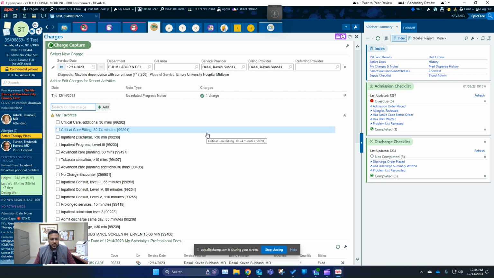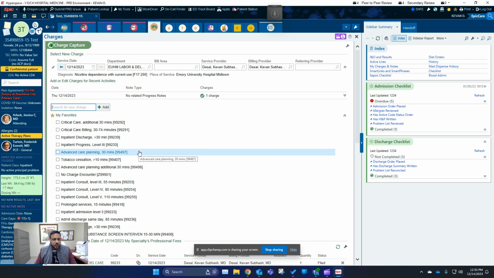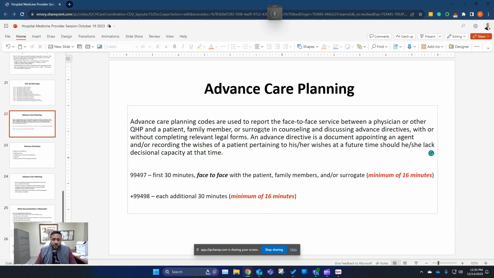Okay, so this one is advanced care planning. The two codes we're going to be using here are 99497, which is advanced care planning the first 30 minutes, and then 99498, which is advanced care planning additional 30 minutes. So essentially, advanced care planning codes are used to report face-to-face service between a physician or qualified health professional and a patient, family member, or surrogate in counseling and discussing advanced directives.